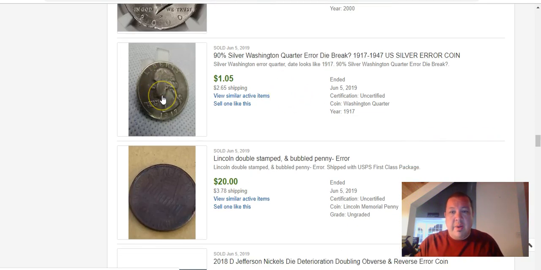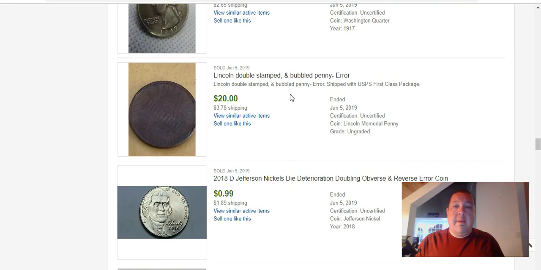This one right here looks like a counterfeit because it says 1917, and as we all know, they did not make 1917 silver quarters. So someone took a 1947 Washington quarter and they polished away part of the 4 to make a 1. That is damage. Okay, that's why it only sold for a couple bucks.